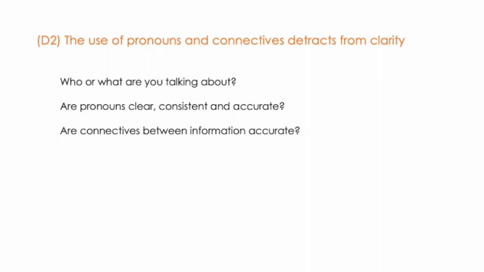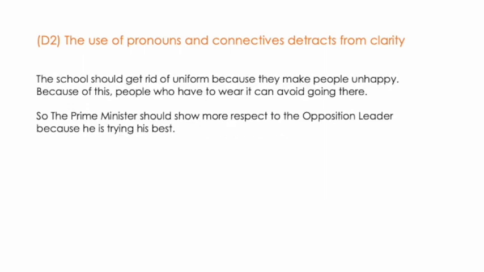Let's look at some examples. The school should get rid of uniform. Straight away, when you say the school, it's not necessarily clear what school. It could be any school and the context isn't necessarily clear. So you could receive a D2 for being too vague straight away.